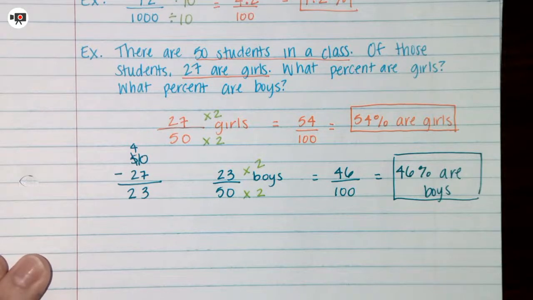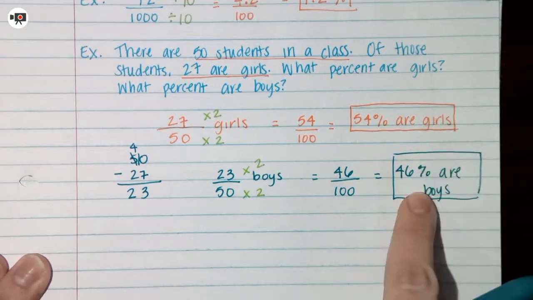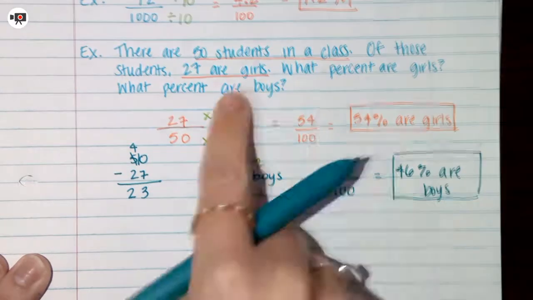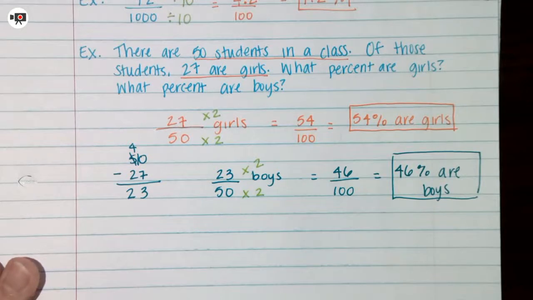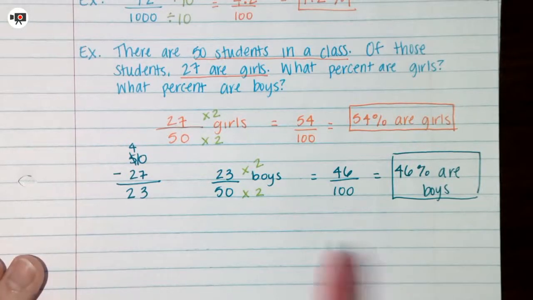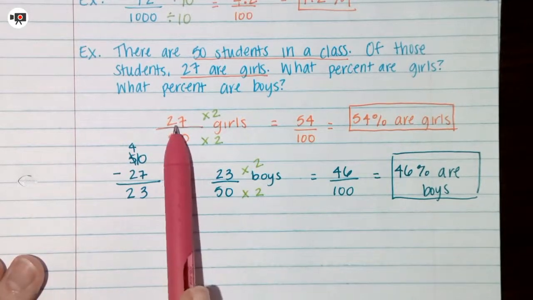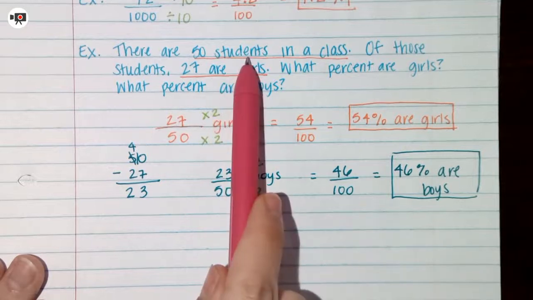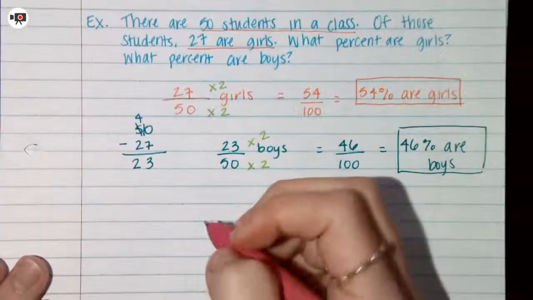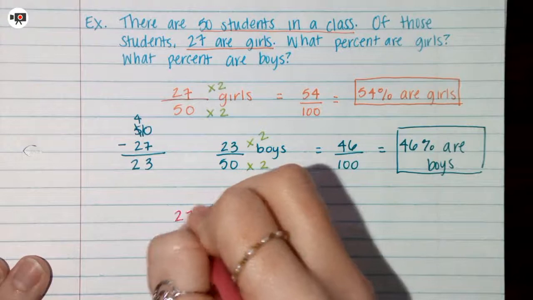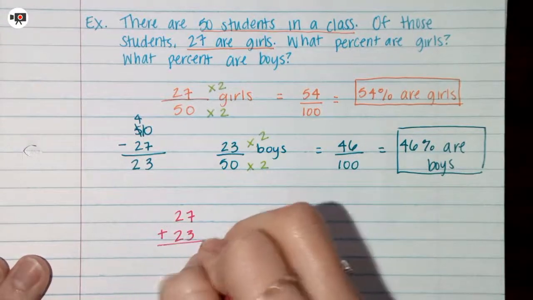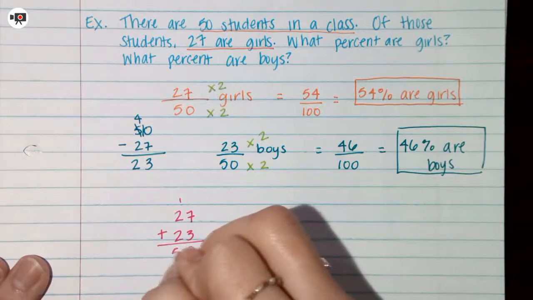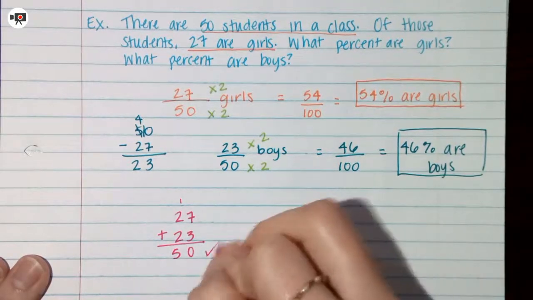So, what percent are girls? What percent are boys? I answered both questions. That's good. But let's check it. I want to make sure my total number of students adds up to the total number of students. So I'm going to take the number of girls and add that to the number of boys, and I get 50. That's good.